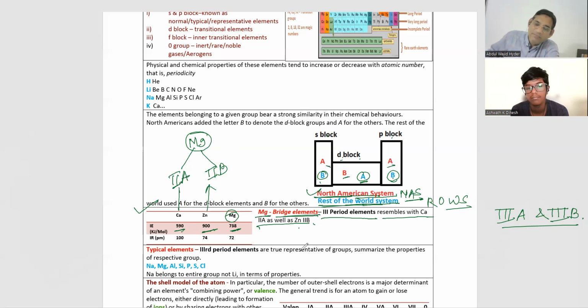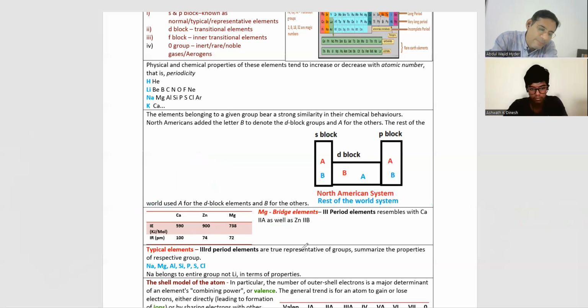It is not common everywhere, but since it is related to magnesium, that's why they are calling it a bridge element. Is it okay? Yes, sir. All these are small questions. Okay.